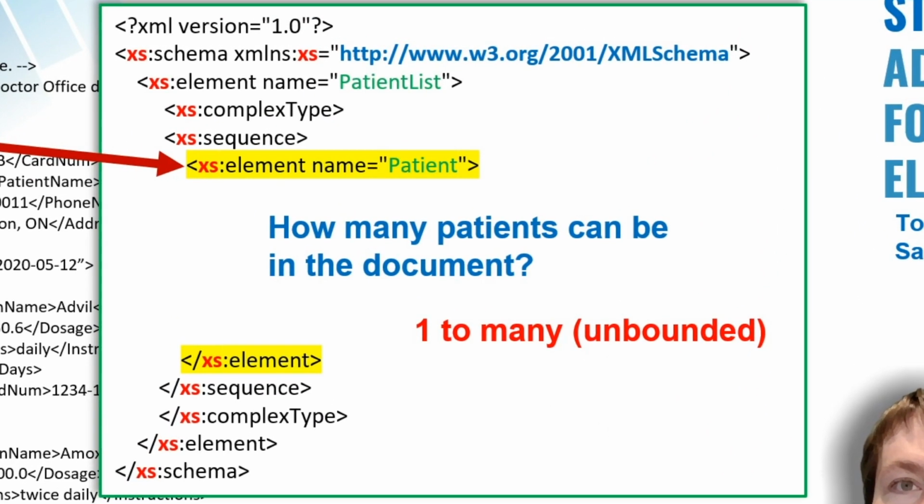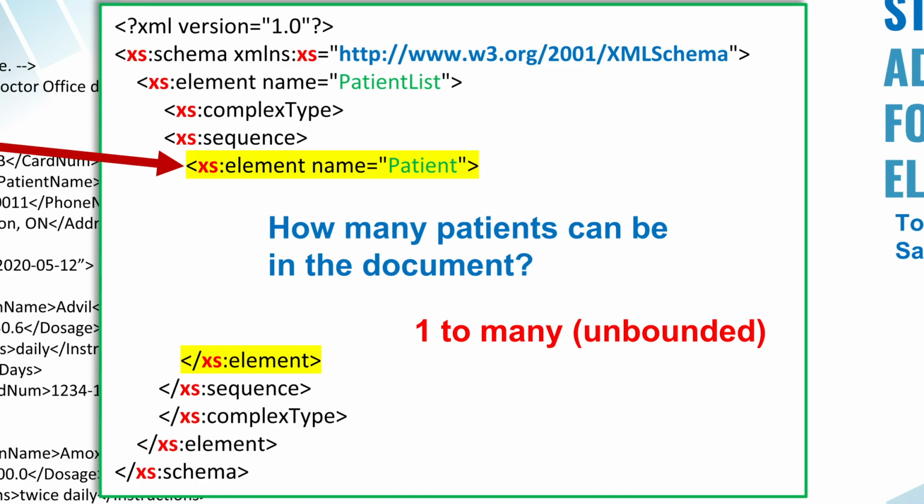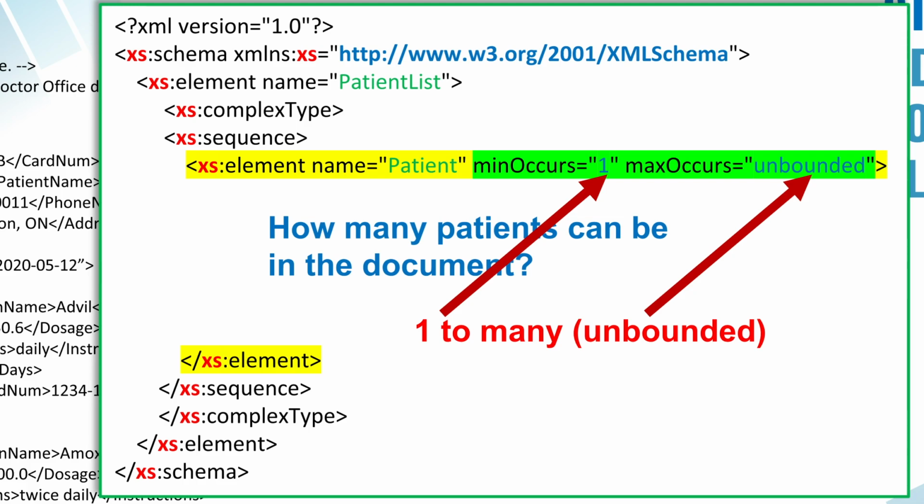In this case, we'll have to add a special attribute to define the number of occurrences of this element. If you remember from earlier, these would be the minOccurs and maxOccurs attributes. Here we set minOccurs to 1 to say that at least one patient must occur in the patient list. We can't have an empty patient list, and by setting maxOccurs to unbounded, we are saying that there can be as many patients as we want. That is, the number of times a patient element can occur in the patient list is unbounded.